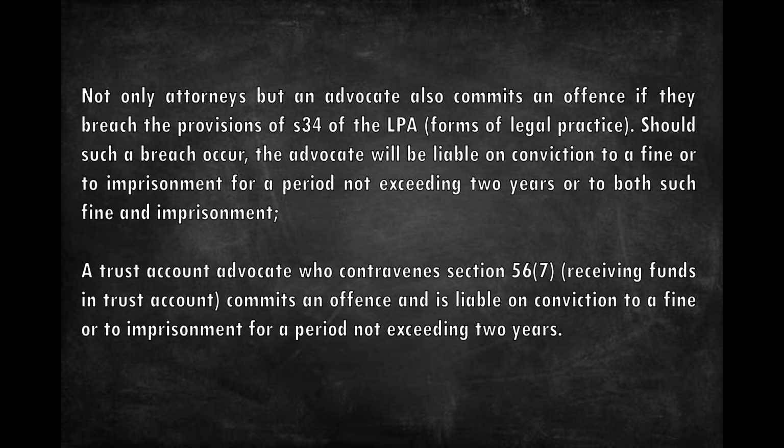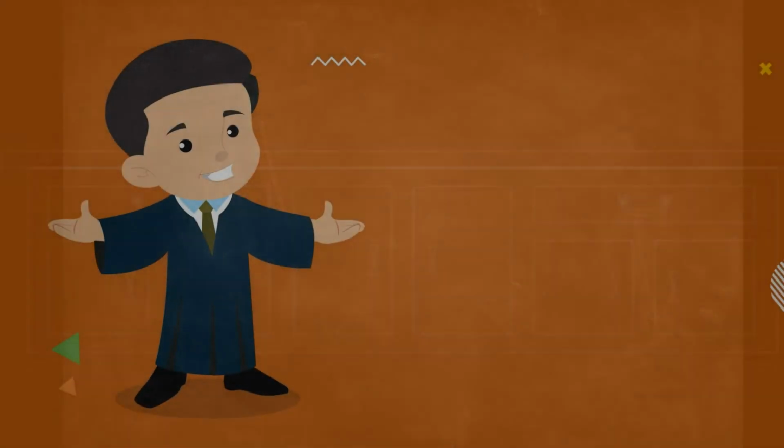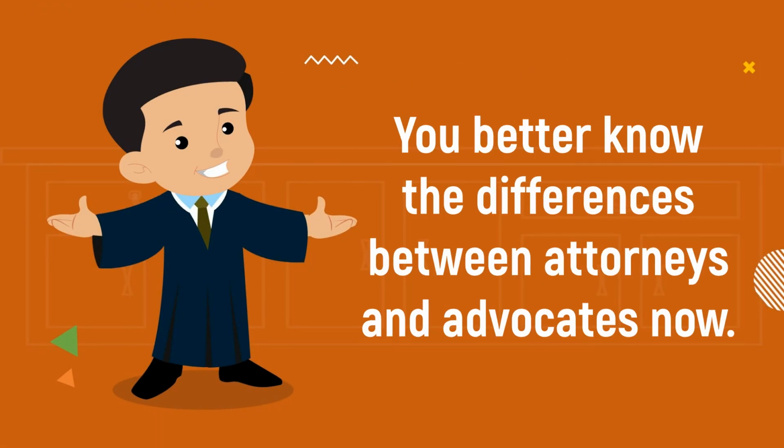Guys, these offences are in terms of the Legal Practice Act. An attorney who goes out and murders someone is also guilty of an offence, just not in terms of the Legal Practice Act. We hope that you now understand fully the differences between attorneys and advocates. Although both are referred to as legal practitioners now, their roles mostly differ.